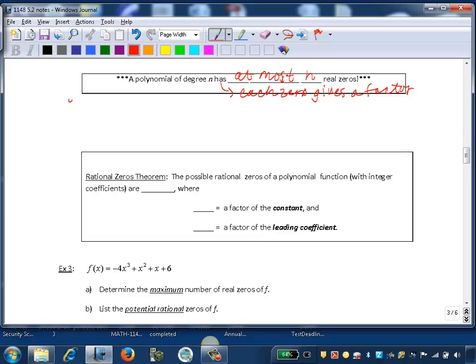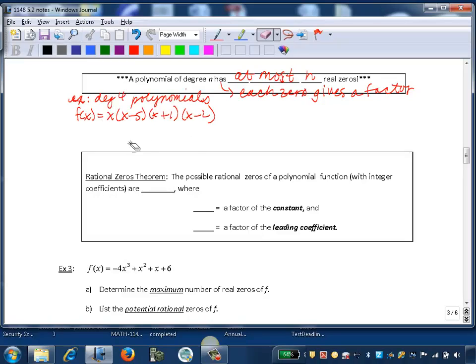So for example, if we have a degree 4 polynomial, we'll do some examples here. We could have f of x equals x times x minus 5 times x plus 1 times x minus 2. So we can see that each of these factors gives us a 0, or vice versa, each 0 gives us one of these 4 factors. So this is an example of a degree 4 polynomial with 4 real zeros.